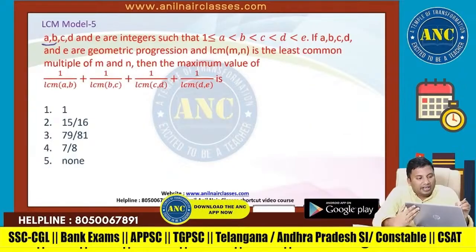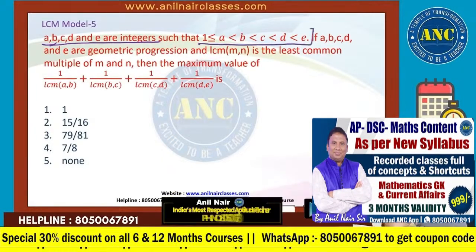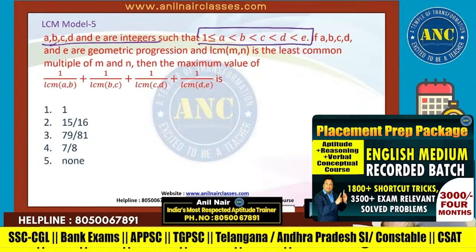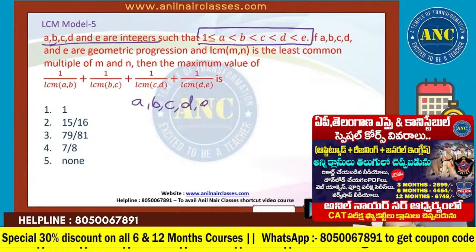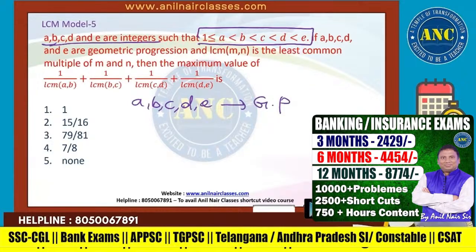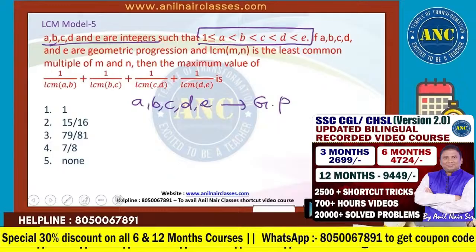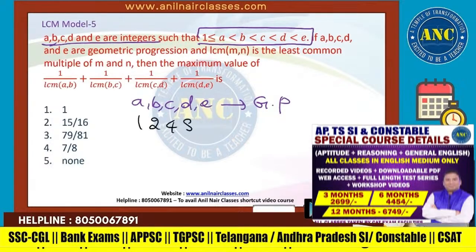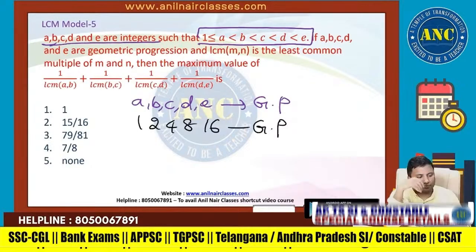A, B, C, D, E are integers, 1 less than or equal to A less than B less than C less than D less than E. A, B, C, D, E are in geometric progression. LCM is the least common multiple, which we know. Because it is in geometric progression, I can take 1, 2, 4, 8, 16.